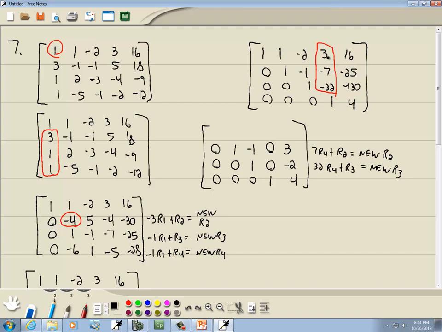Okay, now I need a 0 here. So I'll multiply this fourth row by negative 3. In case you've already noticed the pattern, it's always the opposite sign of whatever's there. Like this is 3, so we multiply it by negative 3. Times row 4 plus row 1 gives us our new row 1. Well, negative 3 times 0 is 0 plus 1 is 1. Negative 3 times 0 is 0 plus 1 is 1. Negative 3 times 0 is 0 plus negative 2 is negative 2. Negative 3 times 1 is negative 3 plus 3 is 0. Negative 3 times 4 is negative 12 plus 16 is 4. Okay.